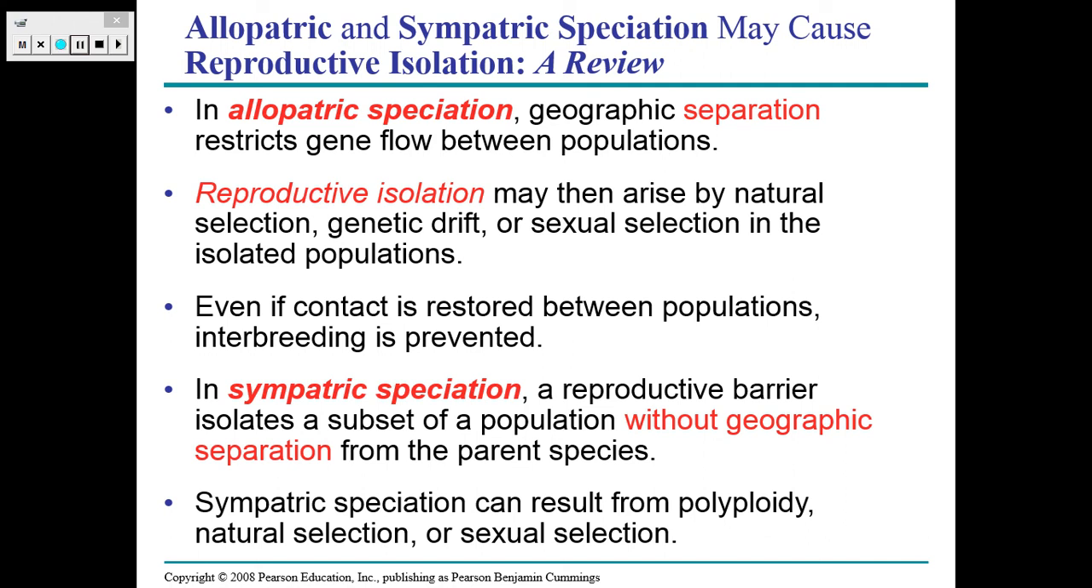Okay, that's allopatric speciation. Sympatric speciation, a reproductive barrier isolates one subset without geographically separating them. And so that could result from something like polyploidy, natural selection, or sexual selection. Then again, the other evolutionary mechanisms that we learned from chapter 23, natural selection, genetic drift, gene flow, all of those things can then start to affect the population as well.